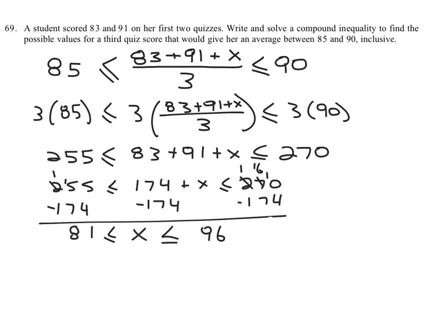And what do we get as an answer? What we get as an answer is that if this girl scores, just write it again down here to be clearer. If this girl scores any score from 81 to 96, she will have an average of from 85 to 90. Okay, so that's the answer.